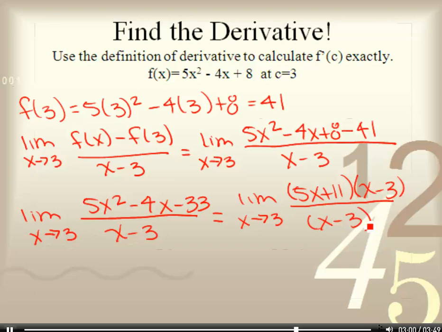The nice thing about this is it simplifies or cancels out. So I'm left with the limit as x approaches 3 of 5x plus 11. The limit of 5x plus 11 as x approaches 3 is 26. So the derivative of the function 5x squared minus 4x plus 8 at the point c equals 3 is 26.